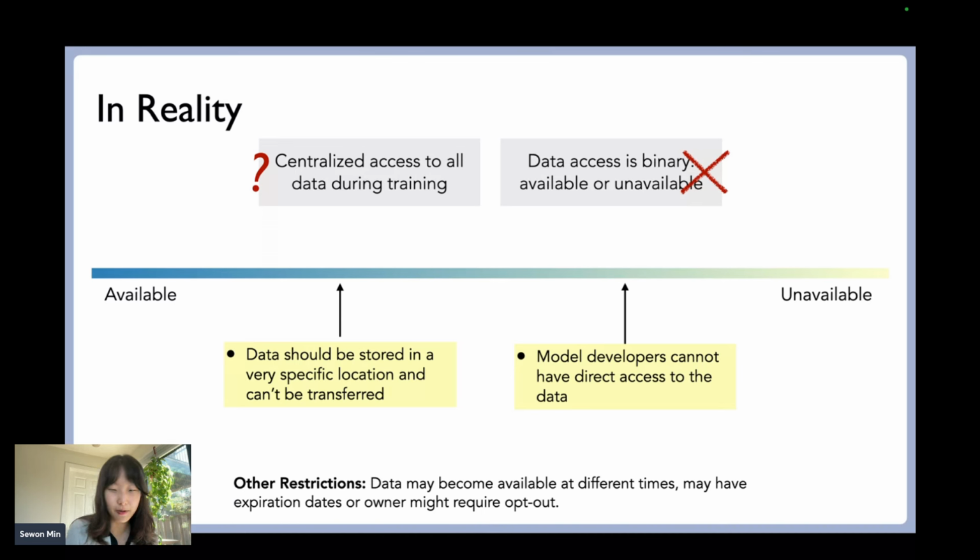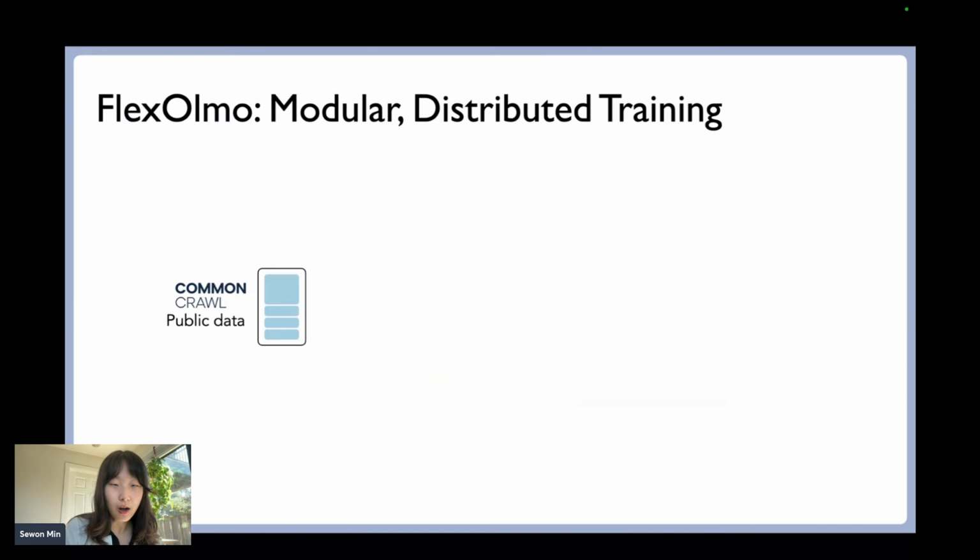For instance, data may be available at different times. You may have to opt out some data later on, or you may have new data coming in later on that you want to incorporate. And you want to do all of this without needing to retrain the whole model from scratch, because that will be very costly. So what we want to do is to propose a model that can support modular distributed training.